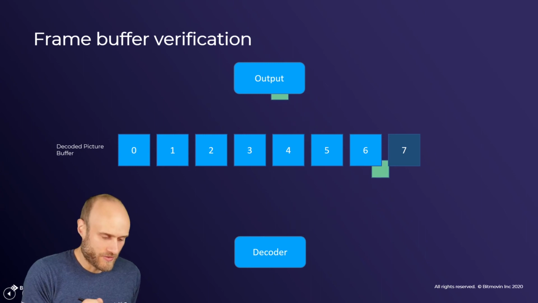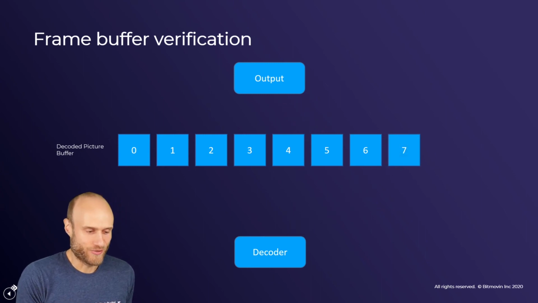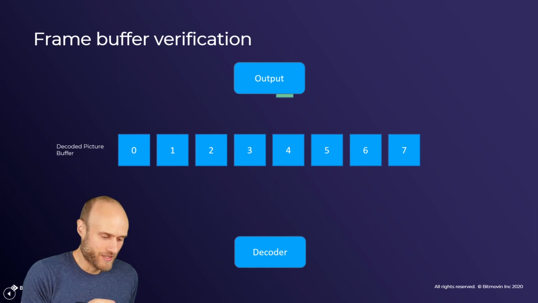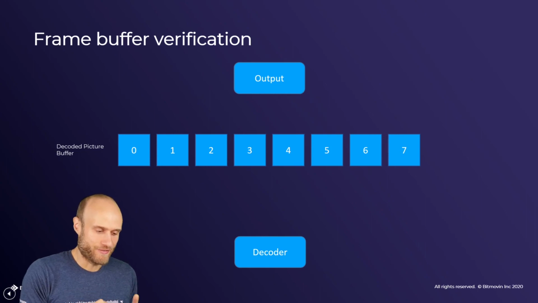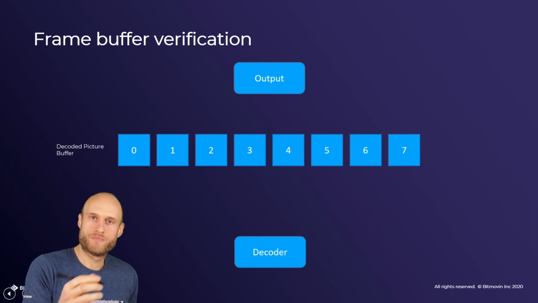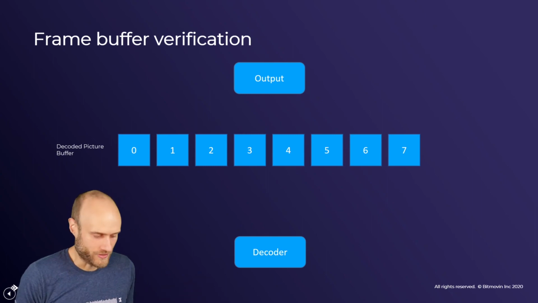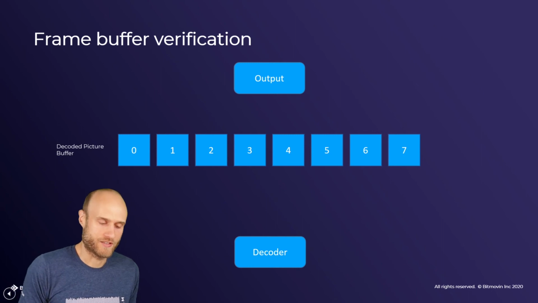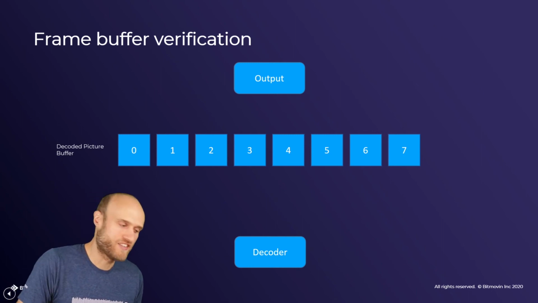But there are certain situations that you have to avoid, of course, that must never happen. So the decoder must never override a frame buffer that hasn't been output yet. And the output process, of course, also must never output a frame which hasn't been decoded yet, because that also doesn't work. And this is another verification thing. So there's additional metadata that is signaled in the bitstream in order to check this model too.